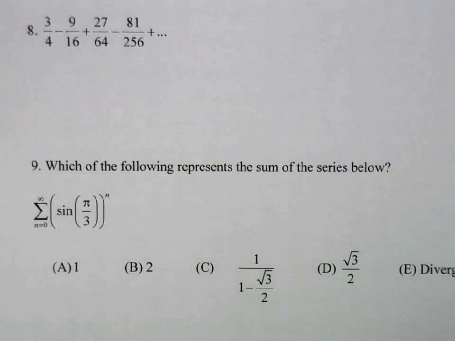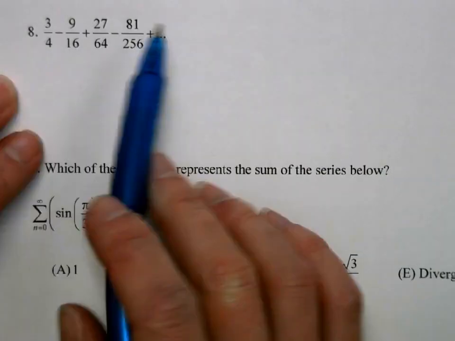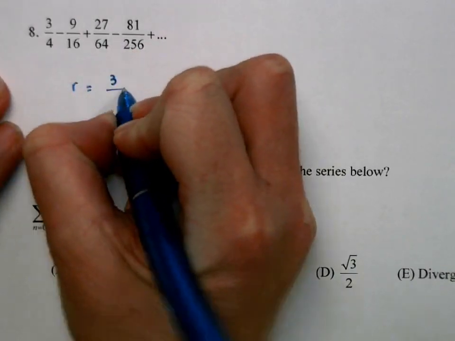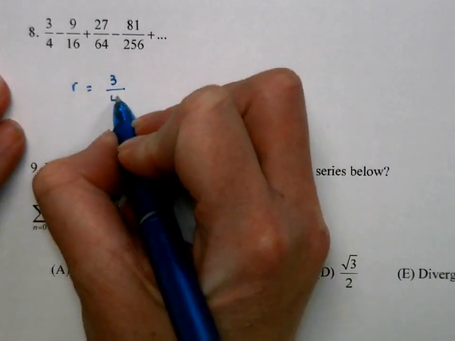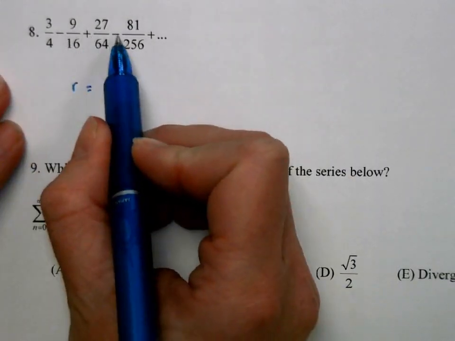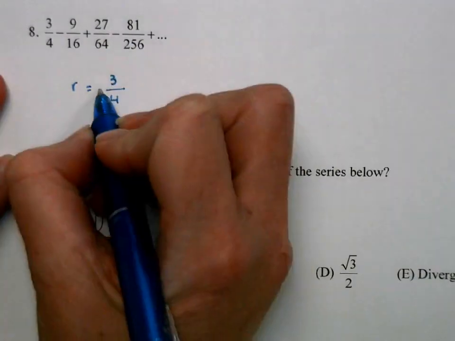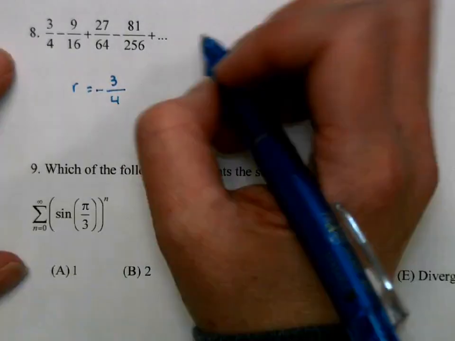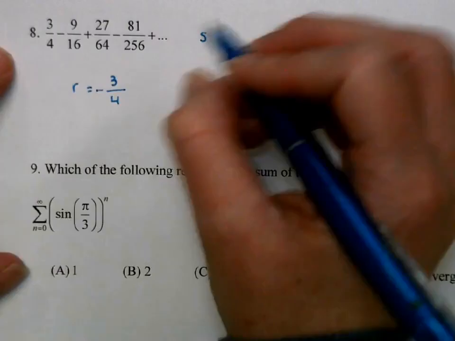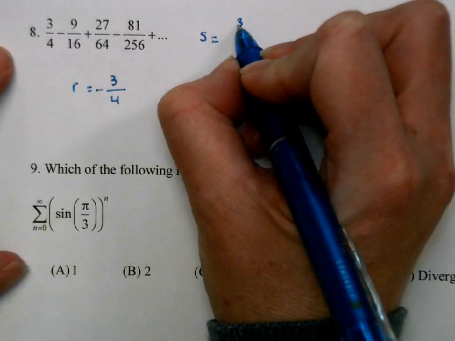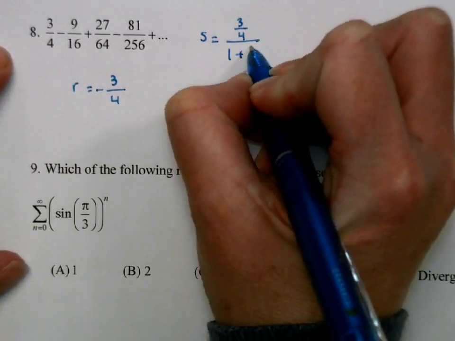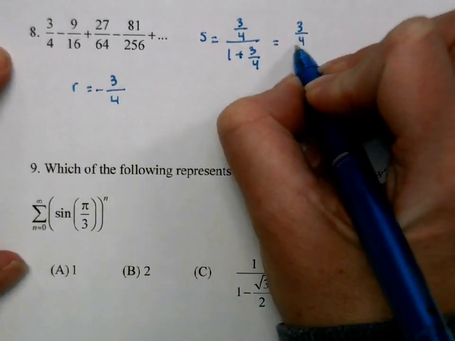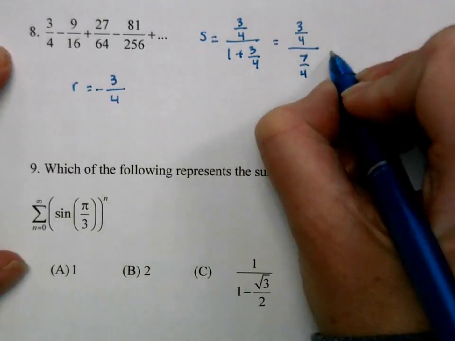Okay, our next example. Across the top, 3, 9, 27, 81. We're multiplying by 3. On the bottom, we're multiplying by 4. But notice that the signs are what we call alternating. I'm going plus, minus, which means my ratio is going to be a negative 3/4. Which is still between -1 and 1, so we can find a sum. And again, do some calculations. 3 over 4 over 7 over 4 is 3/7.